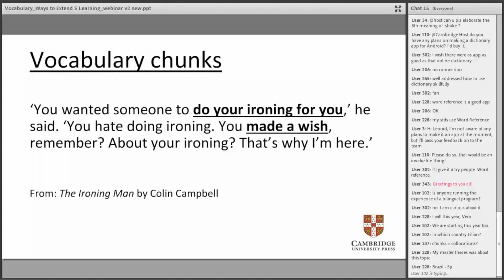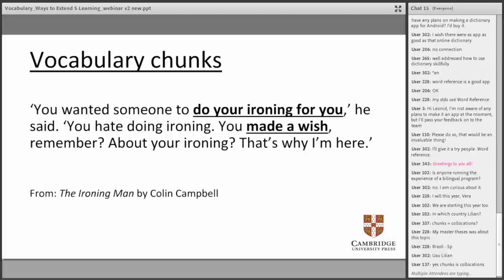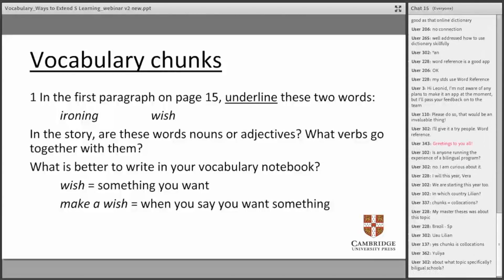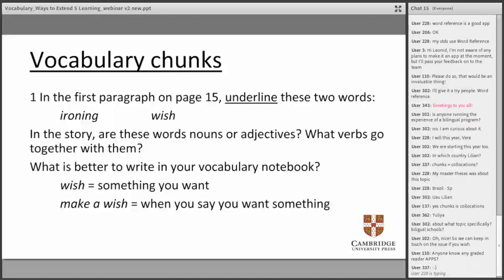So coming back to the Ironing Man, from chapter 2 that I dealt with in class, there were these 2 little chunks of vocabulary, in effect a kind of collocation pattern, that I focused on with learning: do your ironing for you, and to make a wish. So again, here is an activity that I got students to do. Underline the words ironing and wish. Are these words nouns or adjectives? What verbs go together with them, etc.